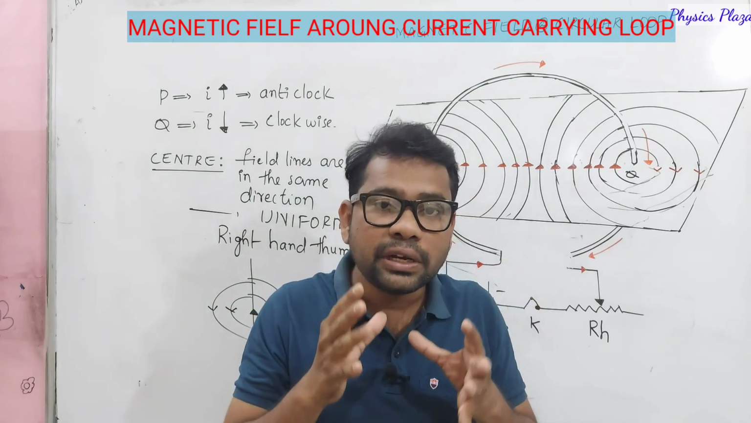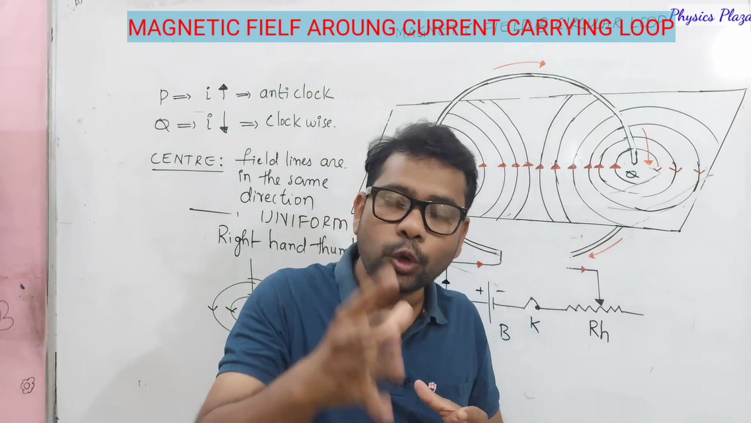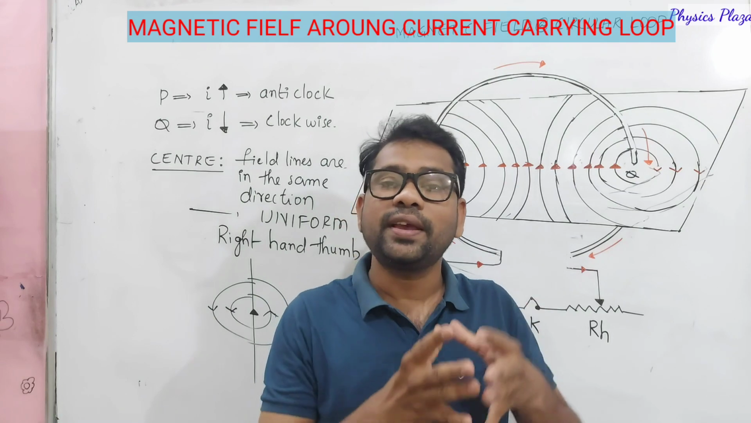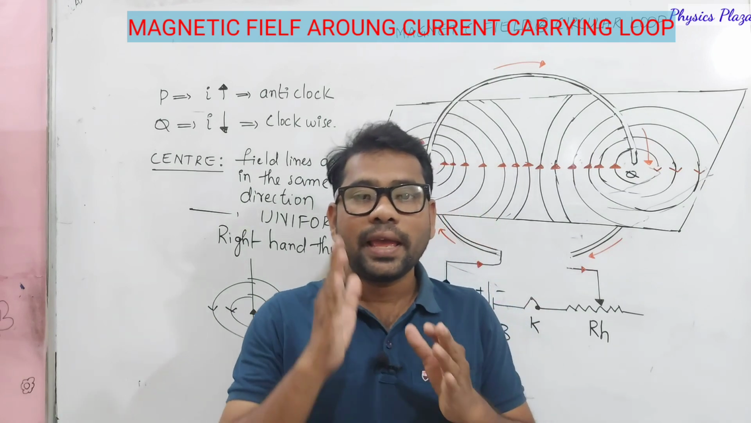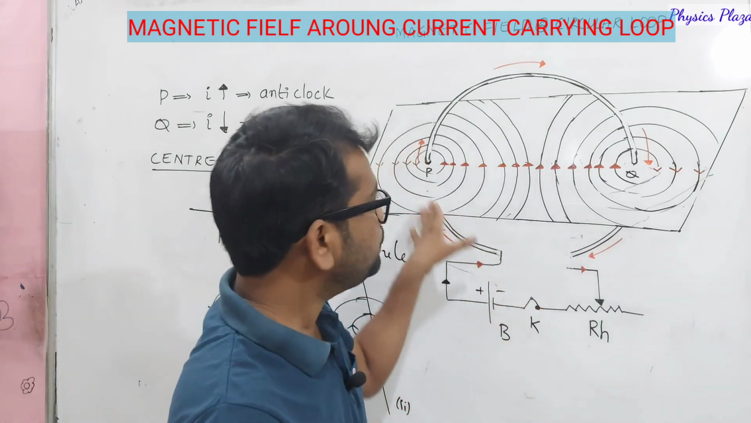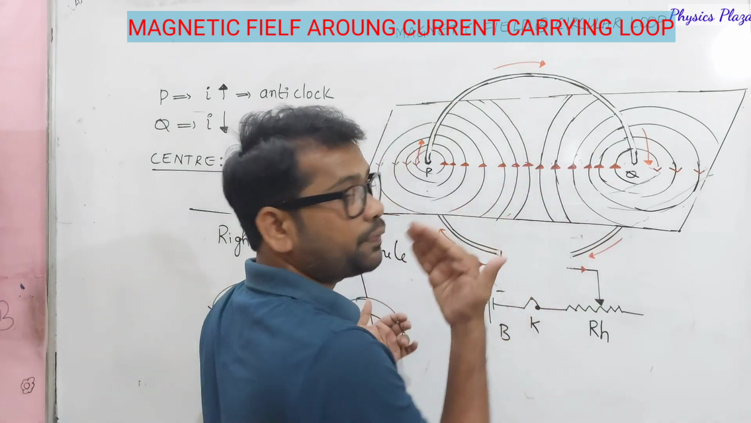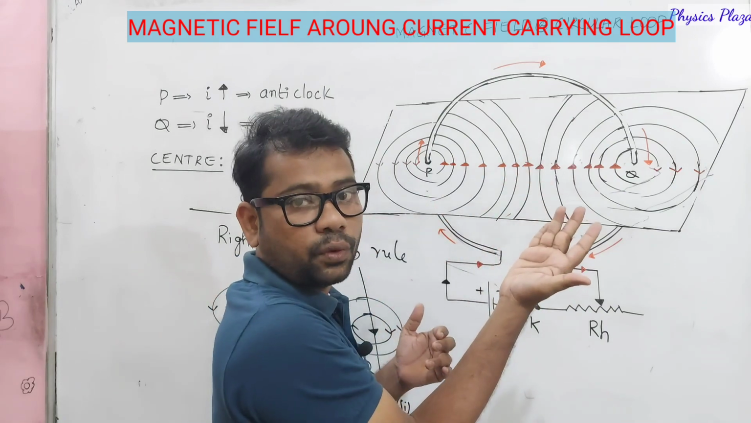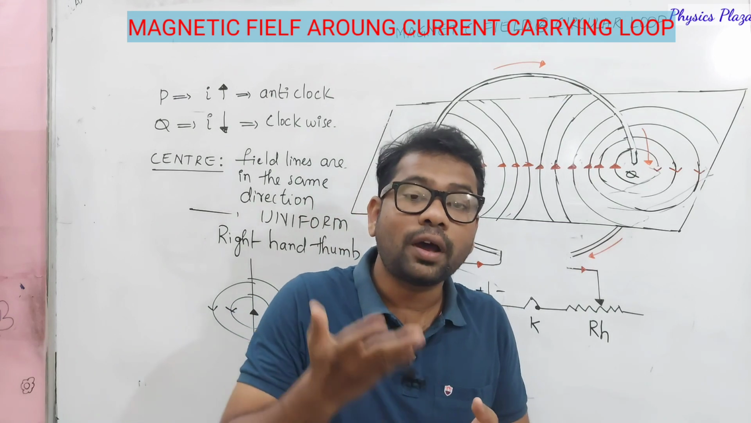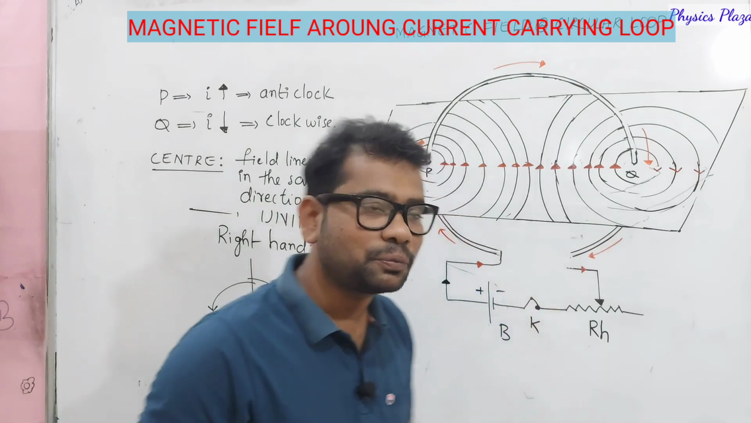But how to identify the polarity? Which face of the current carrying circular loop or circular coil behaves like a north pole and which face behaves like a south pole? Children, from the examination point of view, this is very important. In the exam, a simple diagram will be given. They will ask us to identify whether the side which we are facing will be a south pole or a north pole. So how to identify? That we will discuss now.